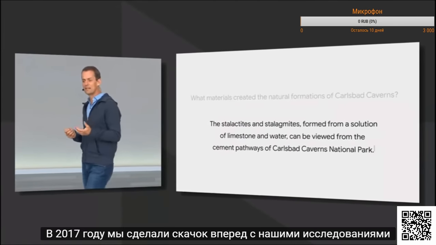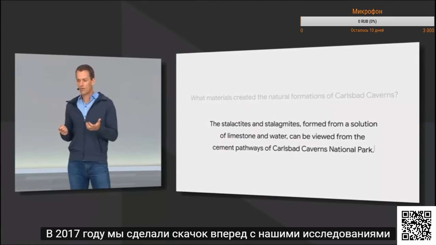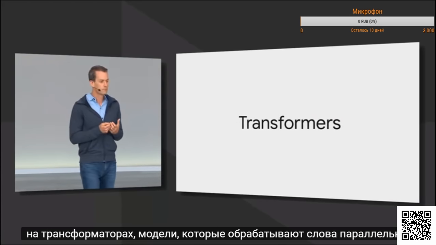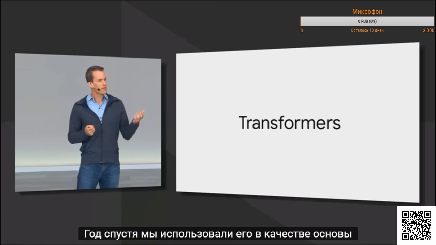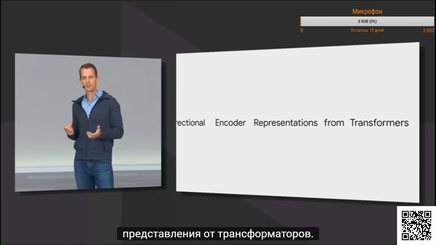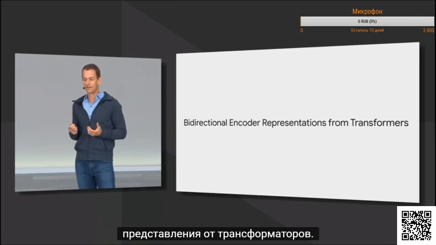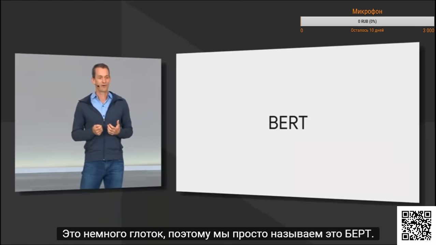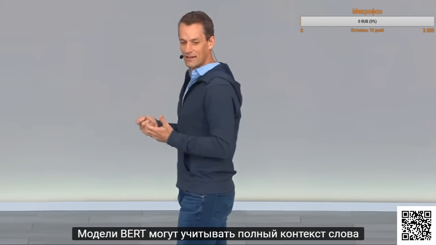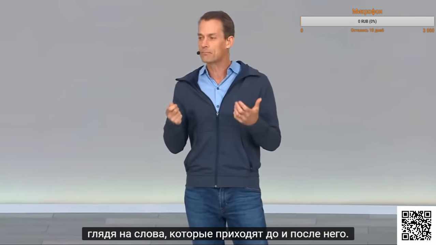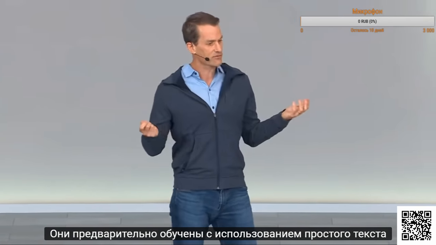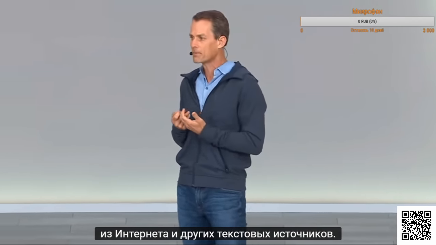In 2017, we made a leap forward with our research on transformers, models that process words in parallel. One year later, we used it as a foundation for a technique we called bidirectional encoder representations from transformers. It's a bit of a mouthful, so we just call it BERT. BERT models can consider the full context of a word by looking at the words that come before and after it. They're pre-trained using plain text from the web and other textual sources.